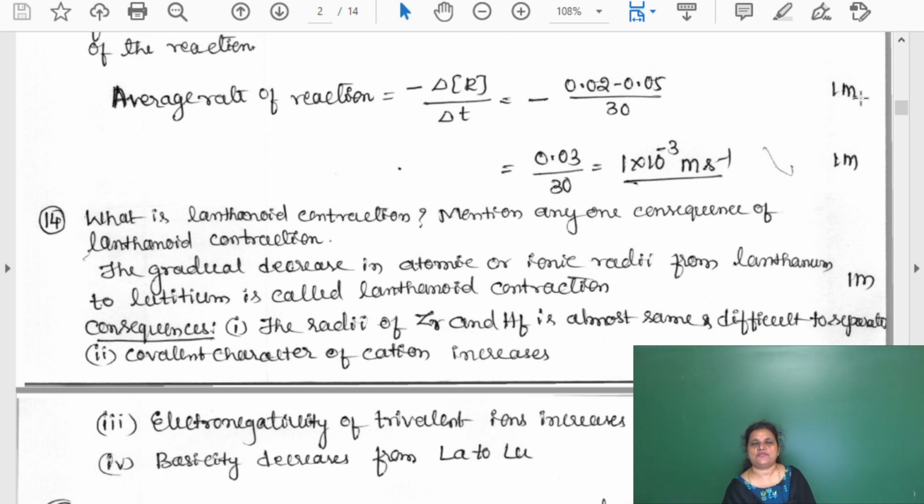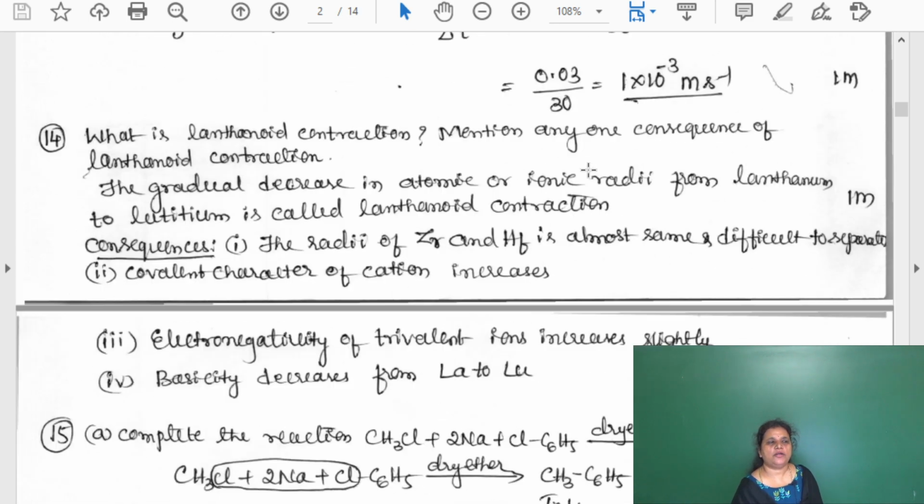The first mark is for writing the formula along with the substitution. The second mark is for the value with the unit. Here you can also write it as 0.001. Okay, now move on to the next one.